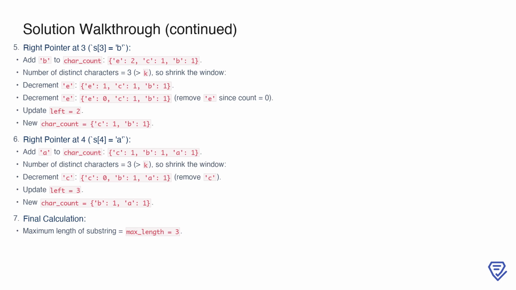At position 4, the character is a. Adding it to the dictionary results in char_count being c1 b1 a1. The number of distinct characters is once again 3, so we shrink the window by decrementing the count of c, removing it from the dictionary entirely. This leaves char_count as b1 a1. We update left to 3. At the end of the iteration, the maximum substring length that satisfies the condition is 3.